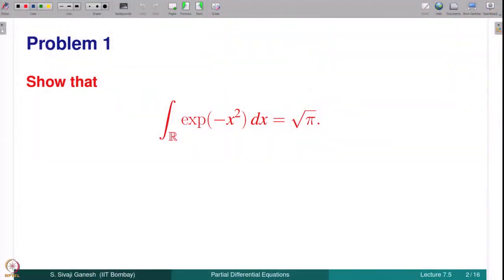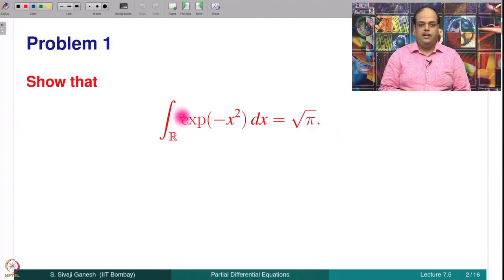The first problem is a problem in calculus, which is that the integral of e power minus x square is root pi. We have used this information in our analysis of the heat equation, that is why I decided to do this proof. This involves a small trick, I will explain that.